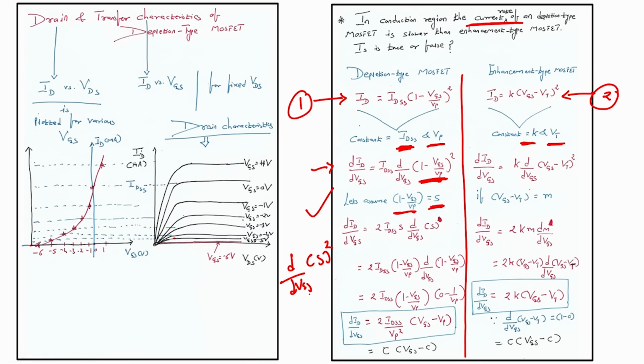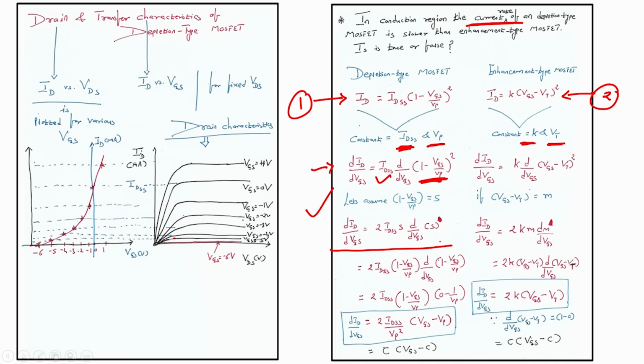So, d by dVGS of S square is nothing but 2 times S times d by dVGS of S. That is only a simple derivation by which we get this formula: dID by dVGS equals 2 times IDSS times S times d by dVGS of S. With this formula, if I substitute the value of S, which is 1 minus VGS by VP, I get this particular formula.